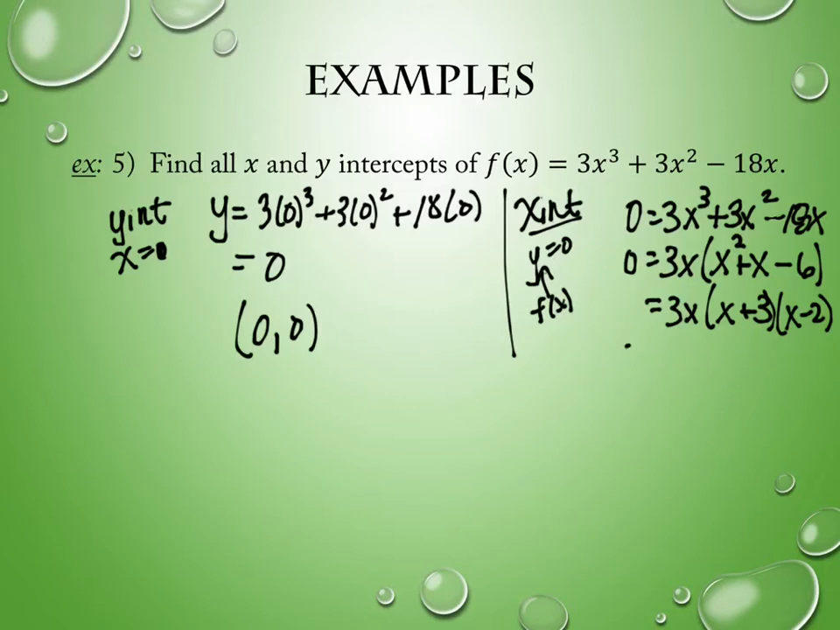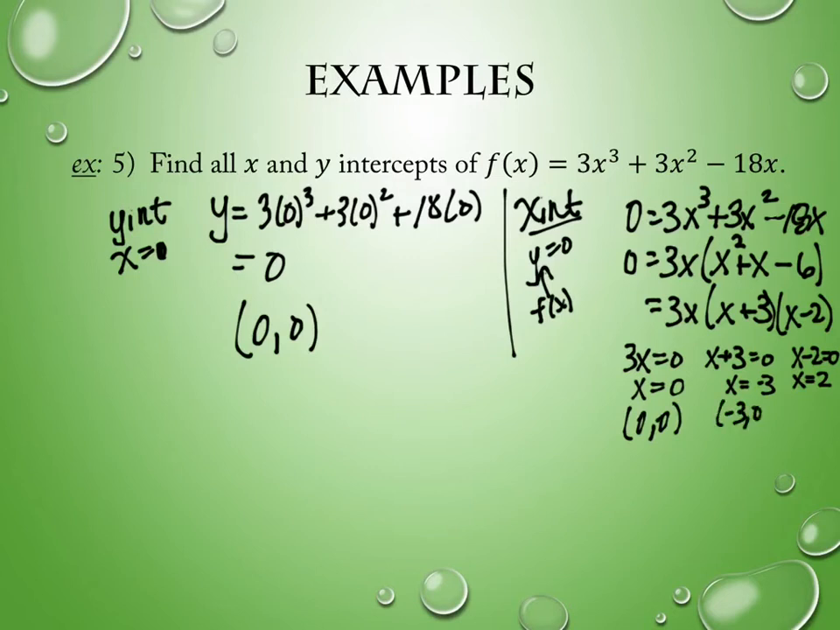All right, and then on each of these, we're going to set them equal to 0. Like so. So in the first one, x is equal to 0. On the second one, x is equal to negative 3. And the last one, x is equal to positive 2. So all of these ordered pairs are paired up with y equals 0. So 0, 0, that's my very first one, right? Negative 3, 0. And 2, 0.